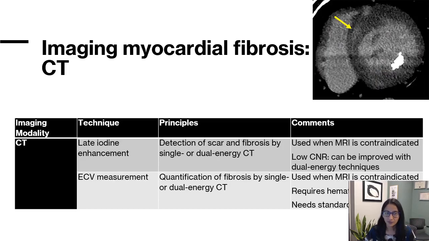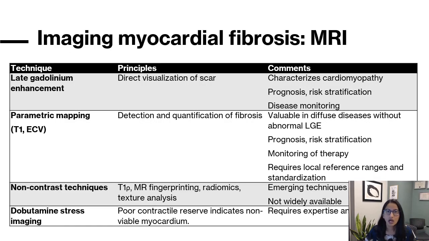Next is CT. CT is often used when MRI is contraindicated. Late iodine enhancement can be performed. This has low contrast to noise ratio but can be improved with the use of dual energy techniques. Extracellular volume measurement can also be performed with CT. Our paper focuses mainly on MRI.